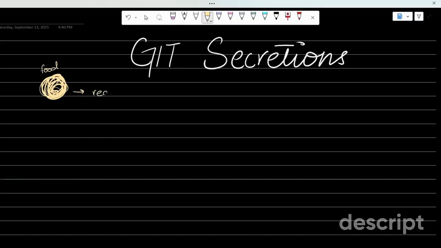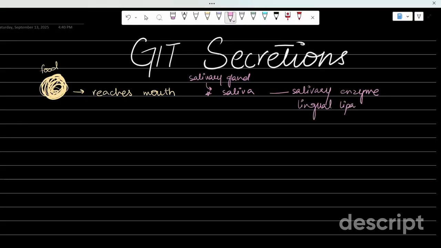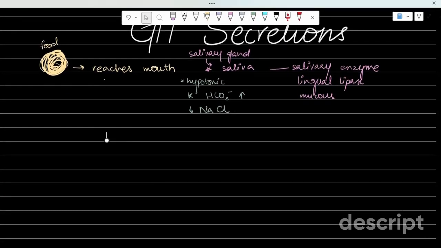Today we will be discussing GIT secretions. So we'll go with the flow of the food. Once it reaches the mouth, the salivary glands secrete saliva, which consists of salivary amylase and lingual lipase, also mucus. The composition of saliva is hypotonic. It has increased potassium and bicarbonate. However, it has decreased sodium and chloride.